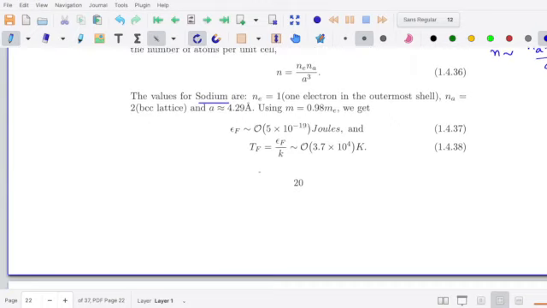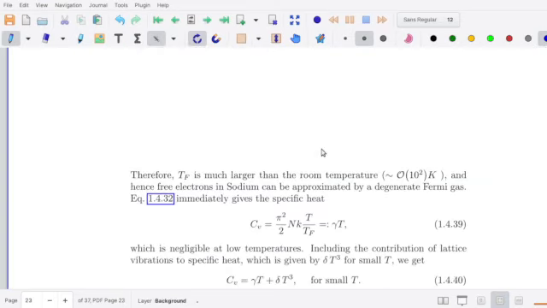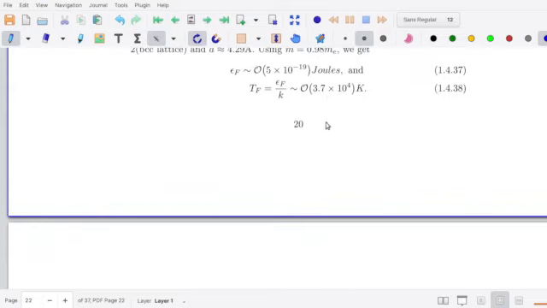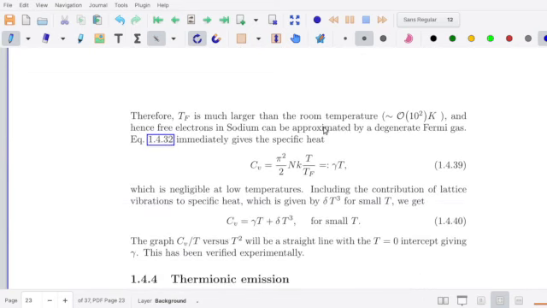So we will see that the Fermi energy computed is of the order of 5 times 10 to the power minus 19 joules. And dividing it by the Boltzmann constant, we get the Fermi temperature, and we immediately see that this is of the order of 3.7 times 10 to the power 4 Kelvin. So the Fermi temperature is of the order of 10 to the power 4 Kelvin. Our ordinary temperatures are something like 300 Kelvin, which is of the order of 10 to the power 2. So the Fermi temperature is almost 100 times larger than the normal temperatures.